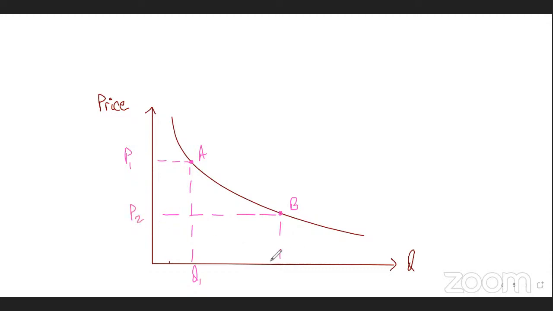Students, are you getting me or not? Because what is price per unit? If you're selling a good for $5 and you're selling 5 units of it, 5 times 5 is 25. So price times quantity is your total revenue.